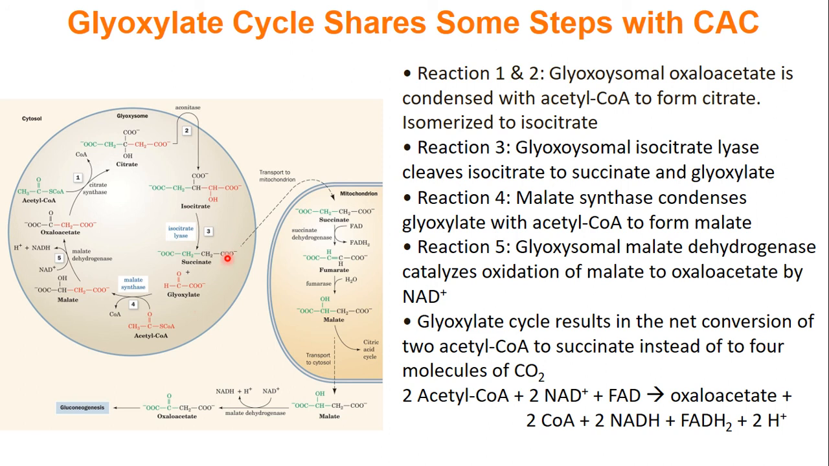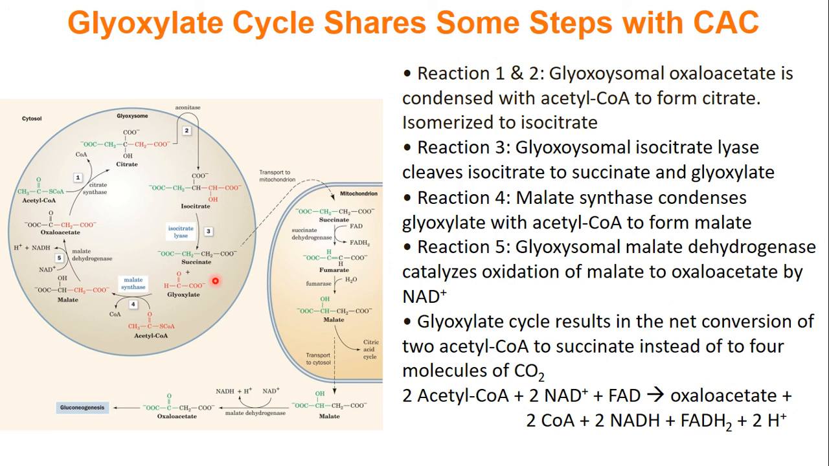Now I'm going to take a little detour here. This succinate can be transported to the mitochondria and go through the citric acid cycle to make malate. This malate can be transported into the cytoplasm for oxaloacetate and gluconeogenesis. So that's where one of your products is going. Your other product, glyoxylate, will continue through the glyoxylate cycle.